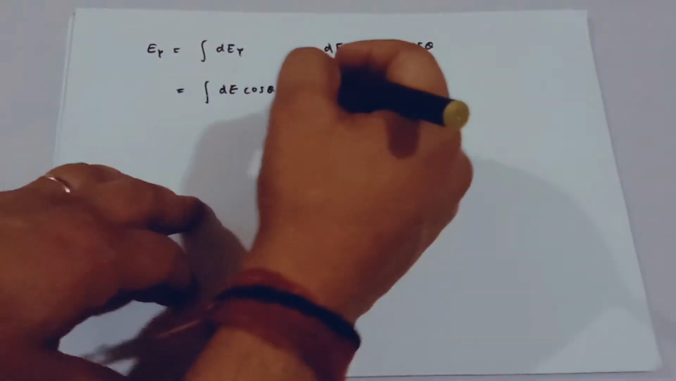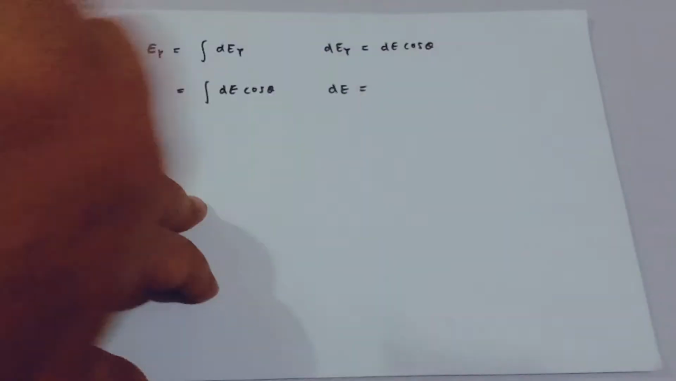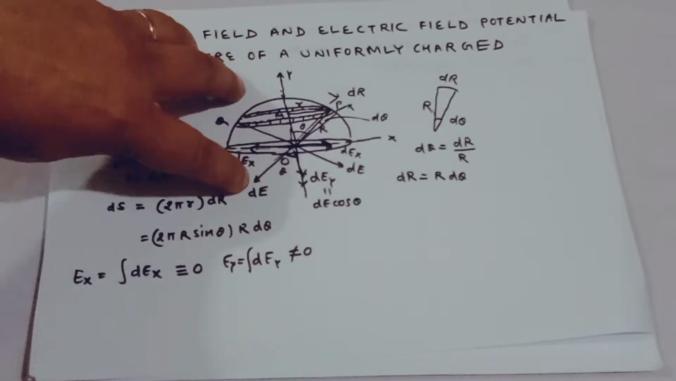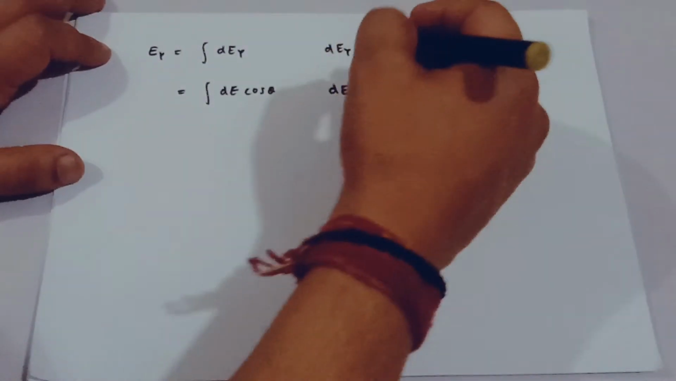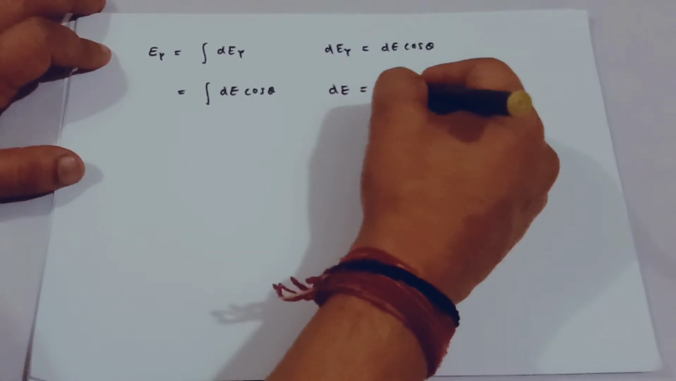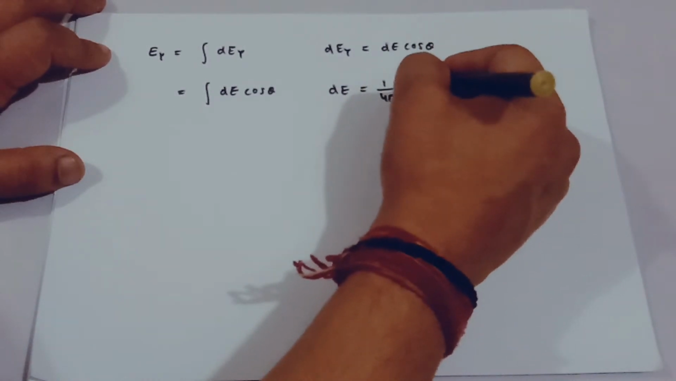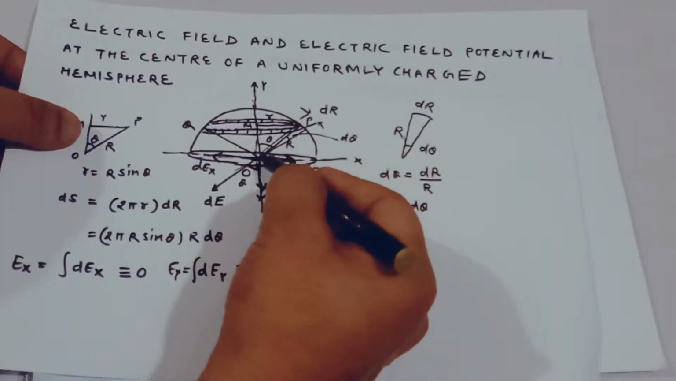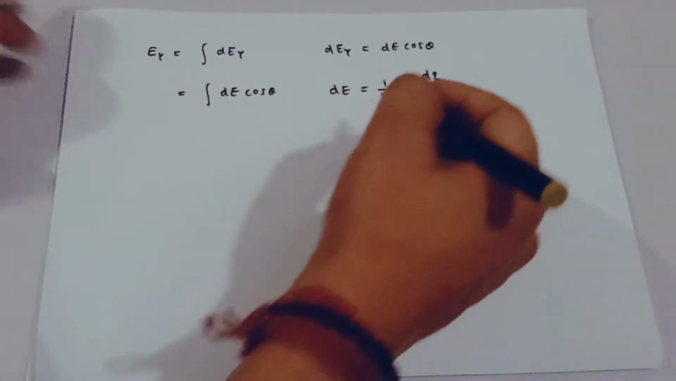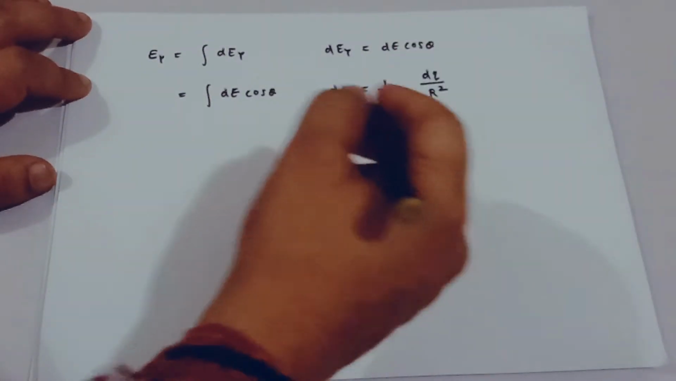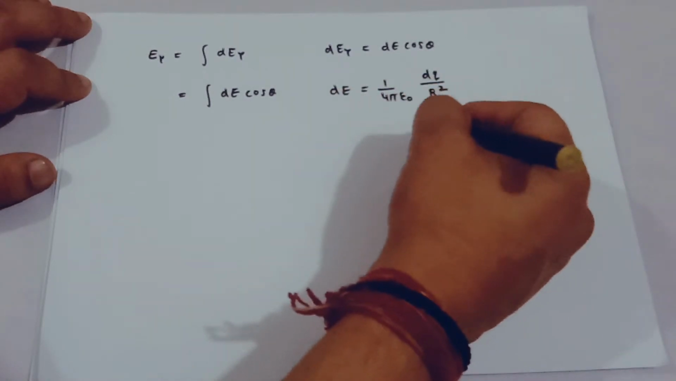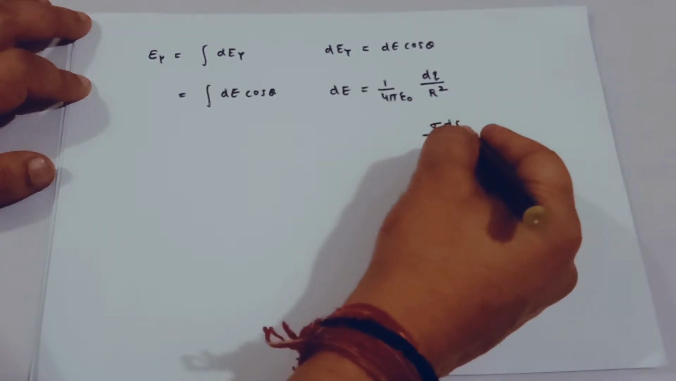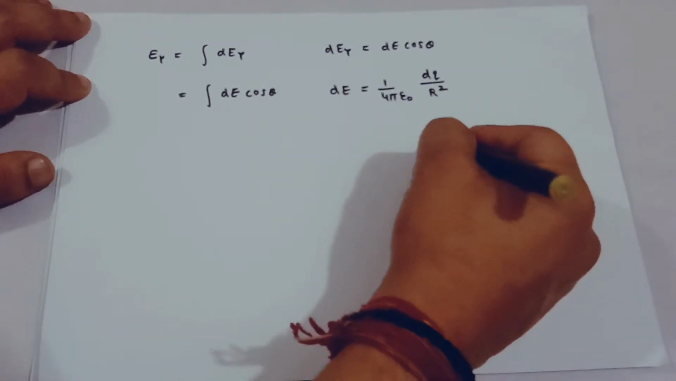Now comes the small electric field at point O because of the ring at point P. That would be dE, and that dE we know can be written as 1 by 4 pi epsilon naught dq upon distance squared. Here the distance of P from O is capital R, so you can put here capital R squared. And we already know that dq can be written as sigma into ds, which is the surface charge density into the small surface area.